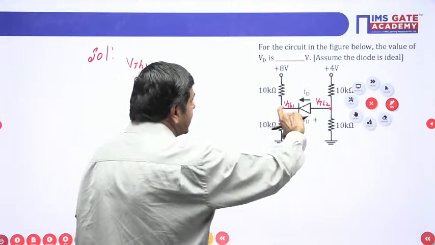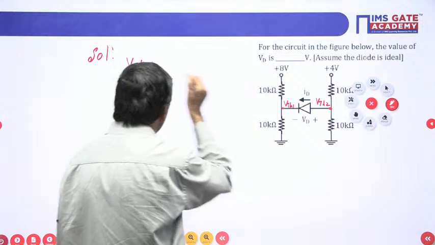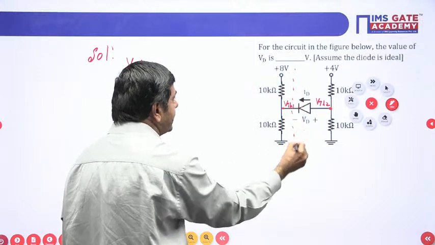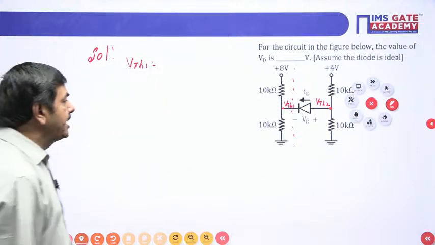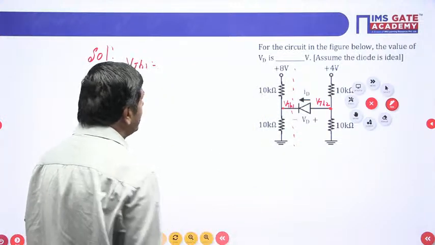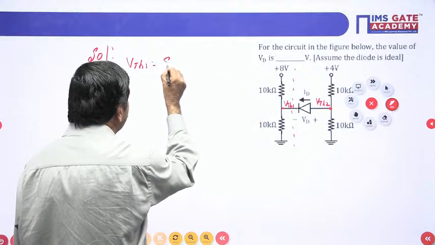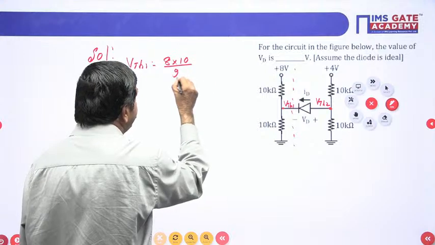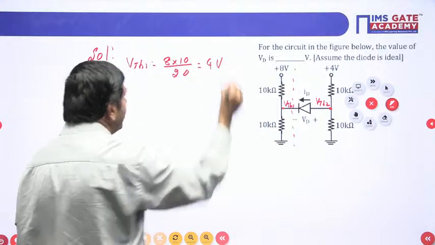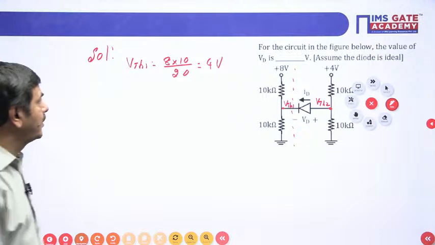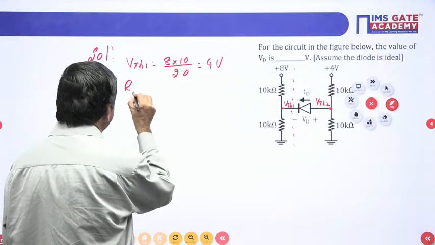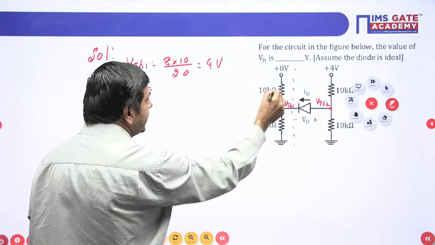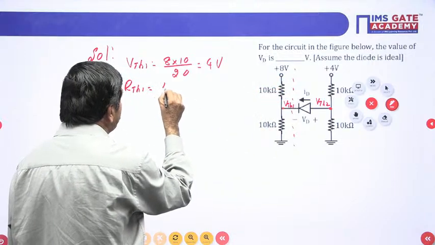VTH1 is nothing but the voltage across the 10K of the supply voltage. Whenever you are finding Thevenin's voltage, this is the open circuit, you know very well. At that time the voltage across this 10K is the Thevenin's voltage. How to find it: 8 into 10K by 10 plus 10, 20. It becomes 4 volts only now. VTH1 is 4 volts. We need to find RTH1 also. When the DC source is shorted, 10K in parallel becomes 5K only.